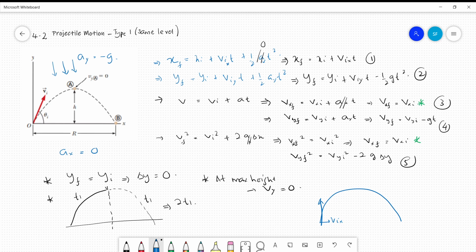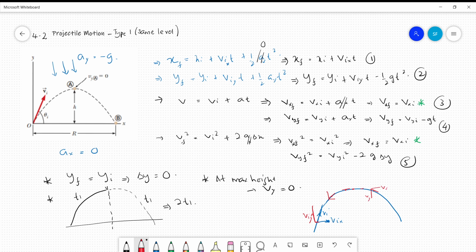Let me draw it properly. So let's say you have this, this is Vix. Let's say you have this vector of initial velocity Vi. So this will be Viy. Now, at any point there will be a velocity, isn't it? Right? So we have Vy and Vx. Here too we have Vy and Vx.